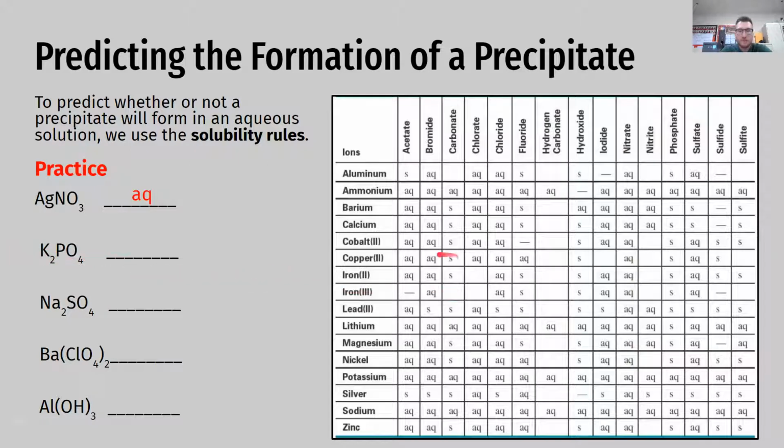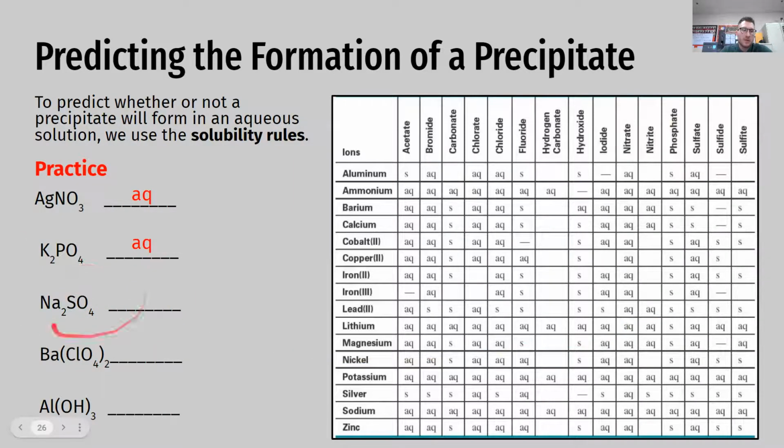So for the next one, K2PO4, we've got potassium. Potassium is right here. Then we have PO4, that name is phosphate. Phosphate is right here. So when we go to potassium phosphate, again, we see we've got ourselves an aqueous solution. So hopefully we're starting to pick up on this. Pretty easy, just find where the two points meet, and that will tell you what state of matter they are.